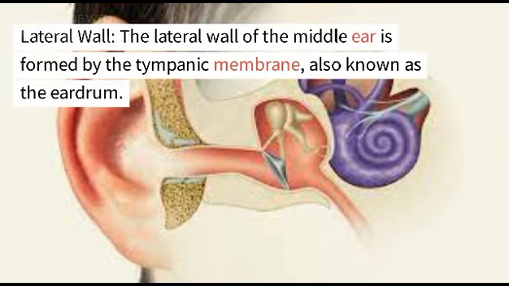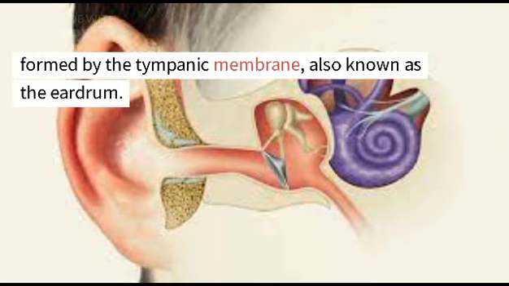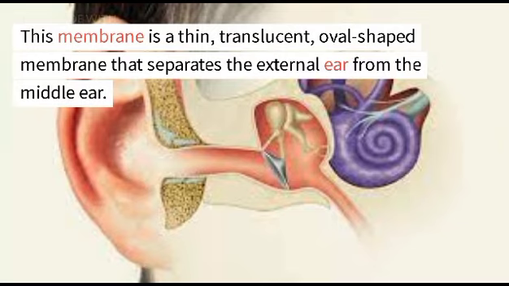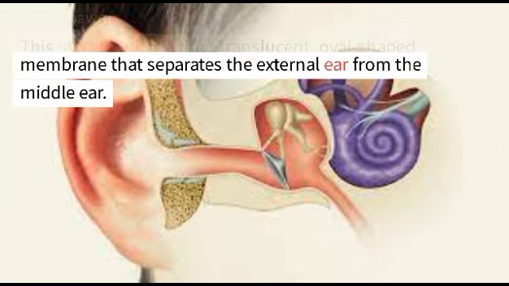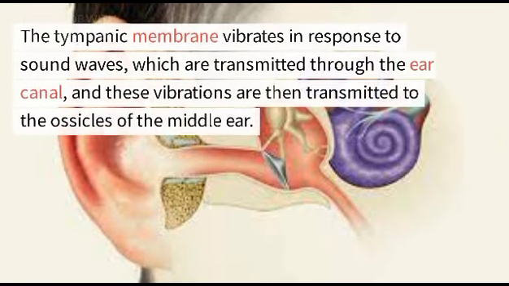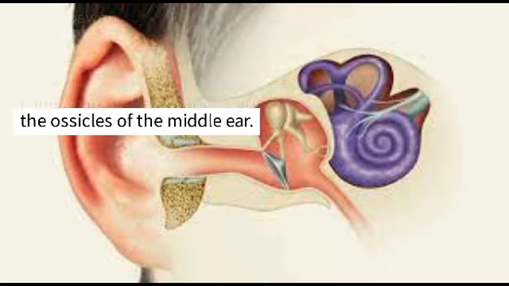Lateral wall. The lateral wall of the middle ear is formed by the tympanic membrane, also known as the eardrum. This membrane is a thin, translucent, oval-shaped membrane that separates the external ear from the middle ear. The tympanic membrane vibrates in response to sound waves, which are transmitted through the ear canal, and these vibrations are then transmitted to the ossicles of the middle ear.